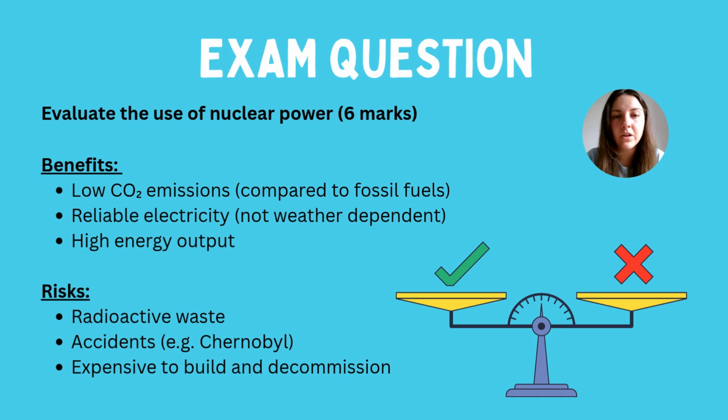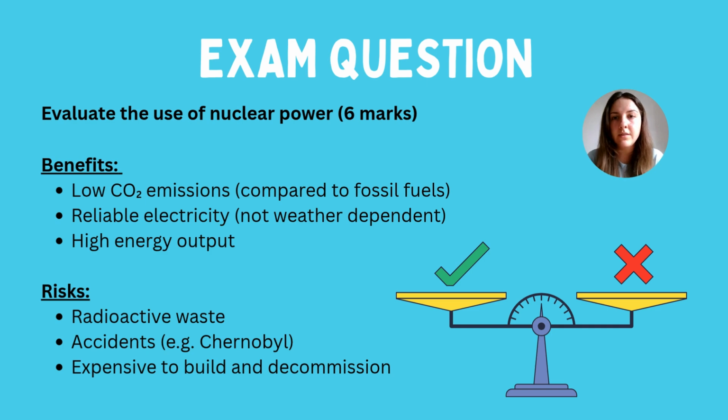So some of those things could include, as a benefit, that actually it releases a lot of low carbon emissions compared to, say, fossil fuels, which we know release a huge amount of CO2 emissions. We can say that it's incredibly reliable for electricity generation because it's not, say, weather dependent as compared to, say, solar panels or perhaps wind turbines. You can also say it has a high energy output as well because of that chain reaction. It's a continuous process.